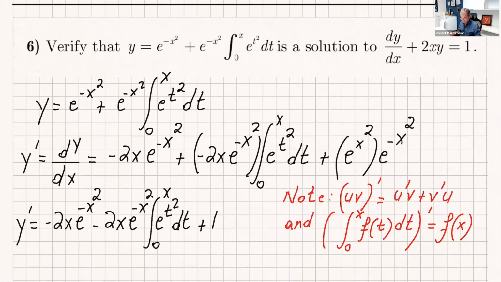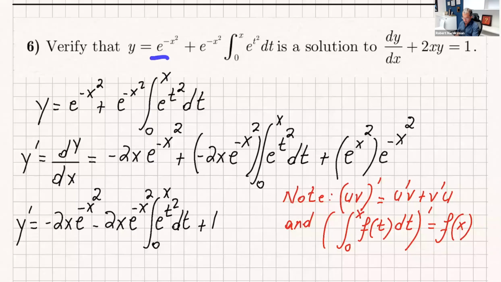Next one is number 6. It says verify that y equals 3 to the power of x squared plus x e to the power of -x squared plus e to the power of -x squared, the integral going from 0 to x of e to the t squared dt, is a solution of that differential equation. When you see this, you should remember from calculus 1, the fundamental theorem of calculus. I'll get to that. So basically, first what we need is the derivative of that function.